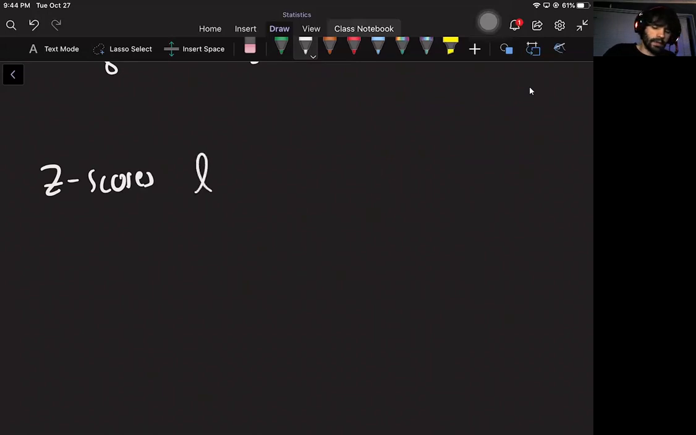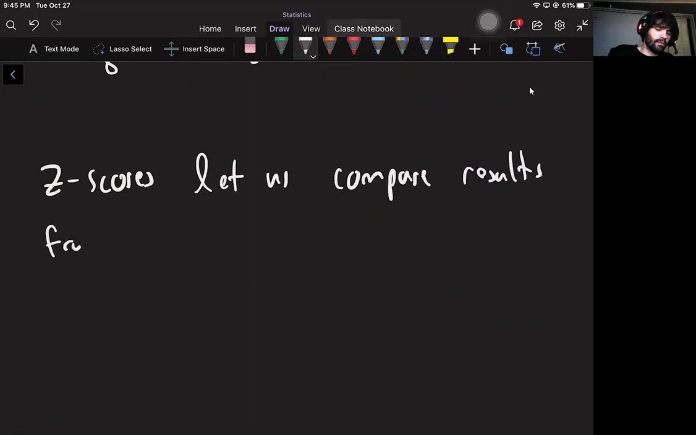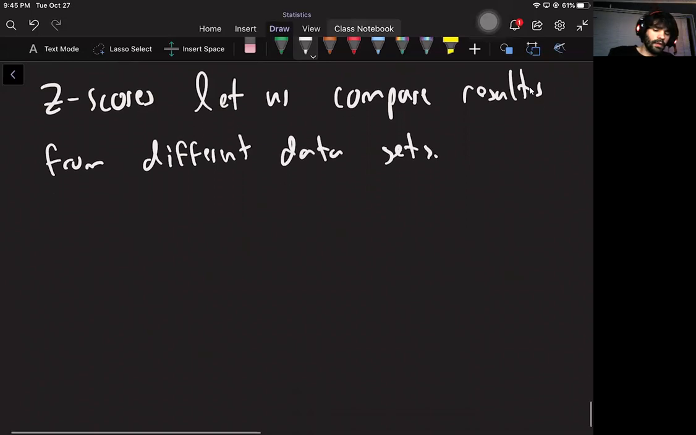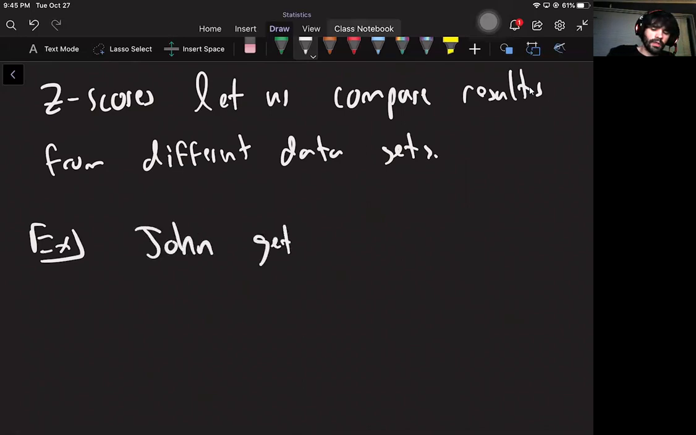So z-scores let us compare results from different data sets. So here's an example of how this will work. So for example, if one person in one class, I guess I'll call him John. So John gets, I don't know, an 83 on an exam.